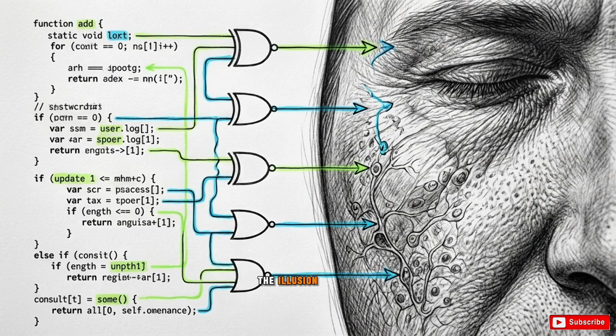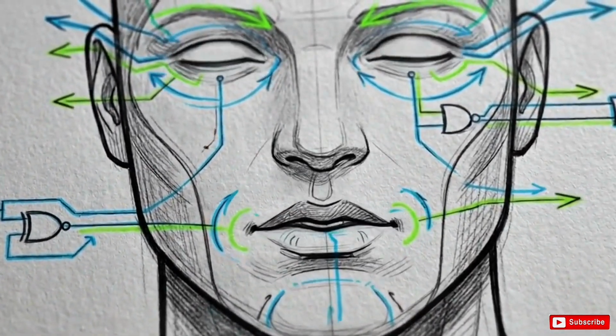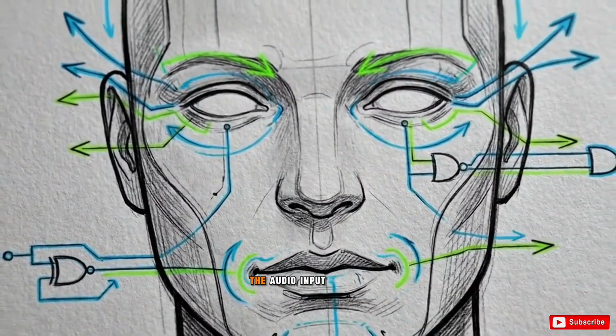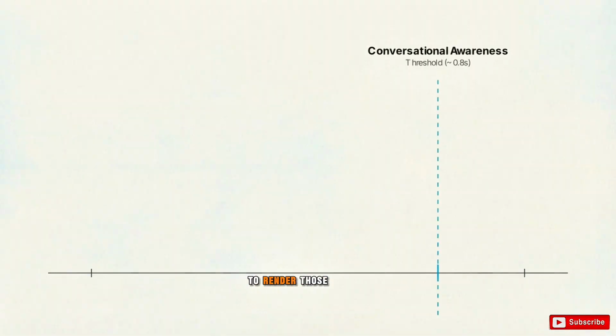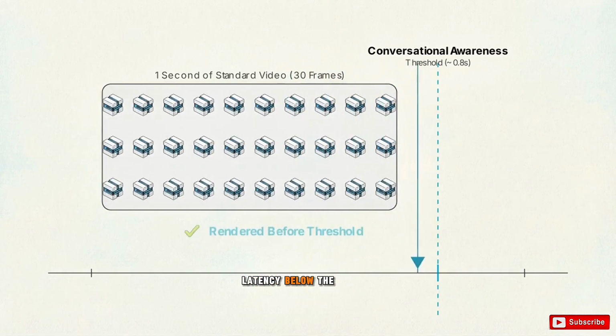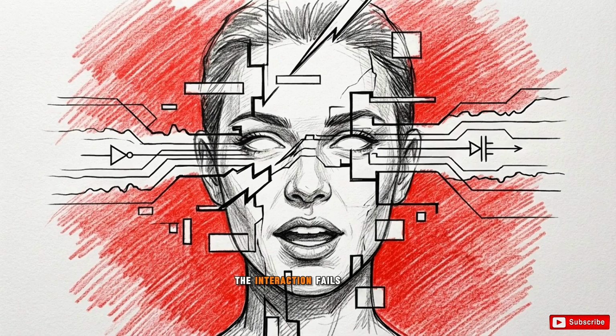To avoid breaking the illusion, the system must generate a continuous 30 frames per second, complete with highly accurate facial movements and lip syncing that perfectly matches the audio input. And it has to render those 30 frames per second fast enough to keep processing latency below the threshold of human conversational awareness. If it lags, the interaction fails.